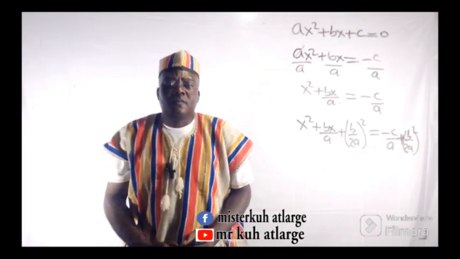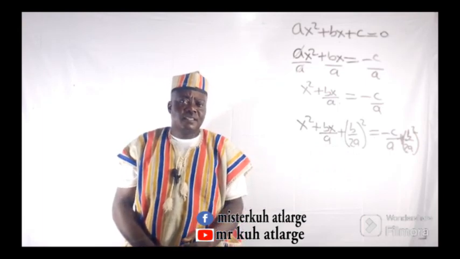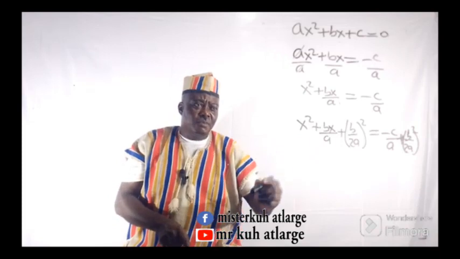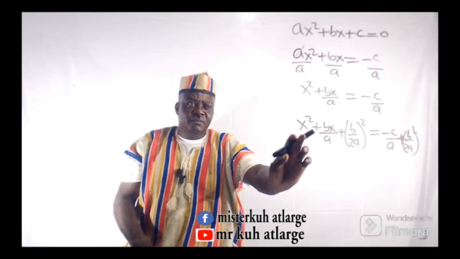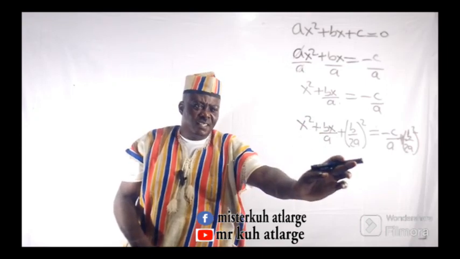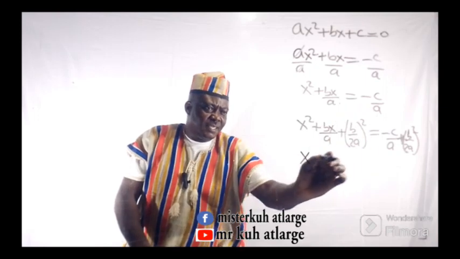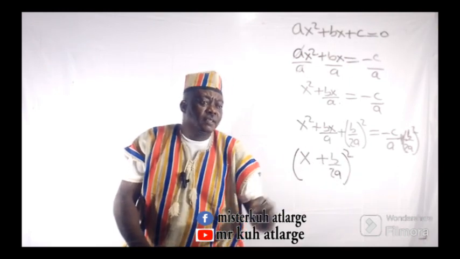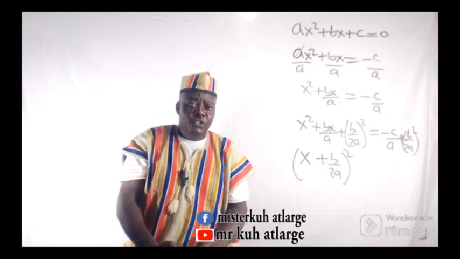Now, in the next step, you now factorize the left hand side. To do it, don't panic. It looks somehow, but don't worry. Just forget about what is at the center here. Consider the first and the last. Then you pick this one as x plus b over 2a all squared. Yes, because if you open this bracket, you get this one back.